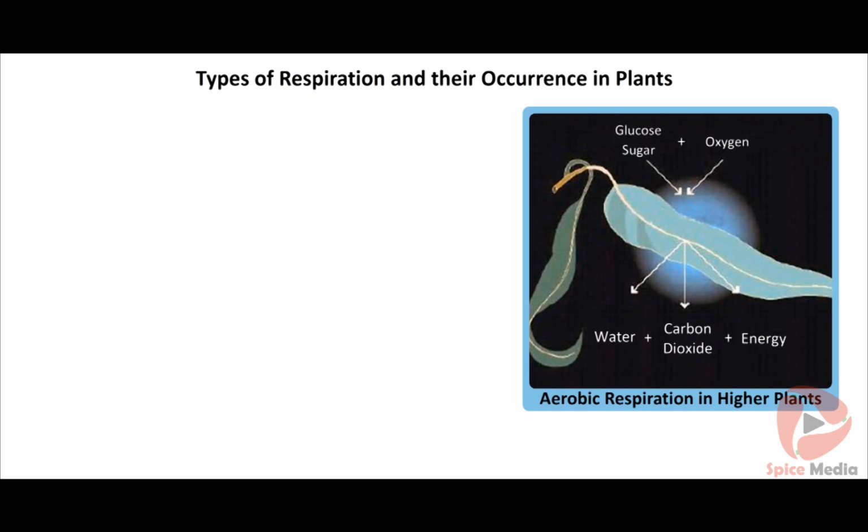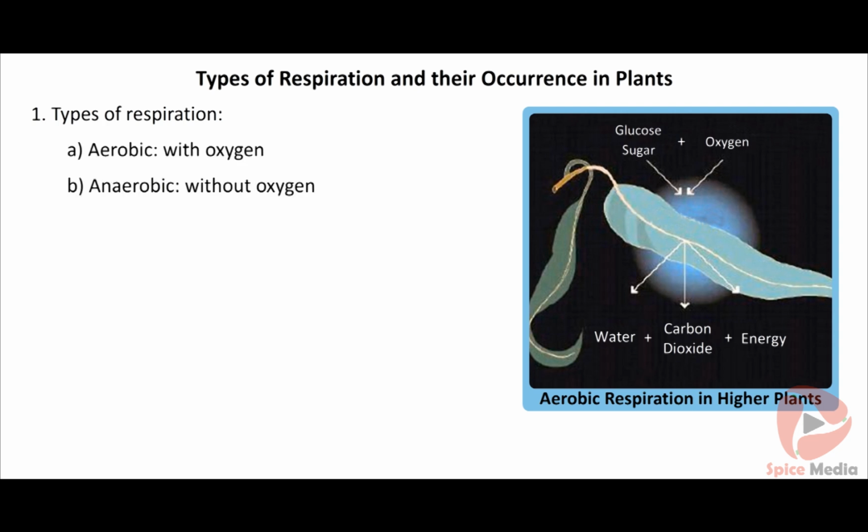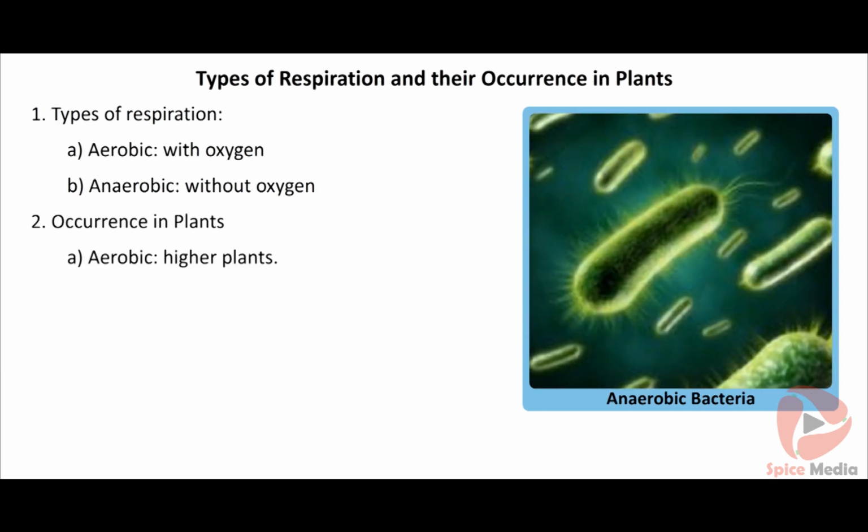Based on the availability of oxygen, respiration is categorized into two types: aerobic respiration and anaerobic respiration. Aerobic respiration takes place in the presence of oxygen and anaerobic respiration takes place in the absence of oxygen. Higher plants respire in aerobic conditions, while lower organisms like bacteria and yeast can respire even under anaerobic conditions.